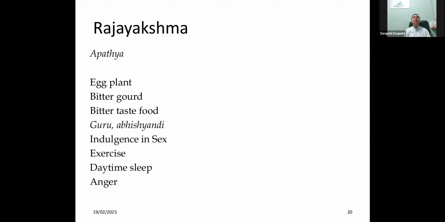The occurrence of these types of patients will be comparatively less. However, because it is in our curriculum, we have to study, and it is a very good disease to know, because it involves all the dhatus. It is difficult to treat and challenging. So if you come across a Rajayakshma patient, it will be a good practice challenge for you.